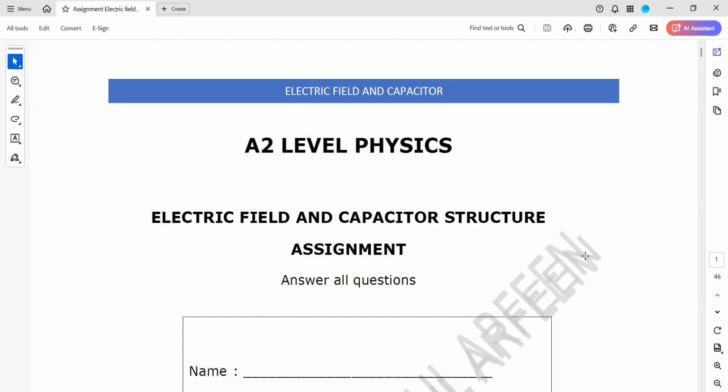This exercise is related to electric field and the capacitor. We'll do questions 22 and 23 today.